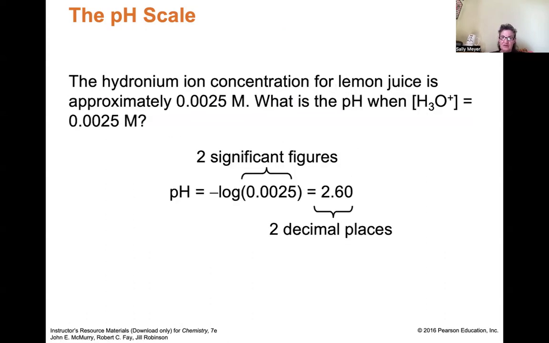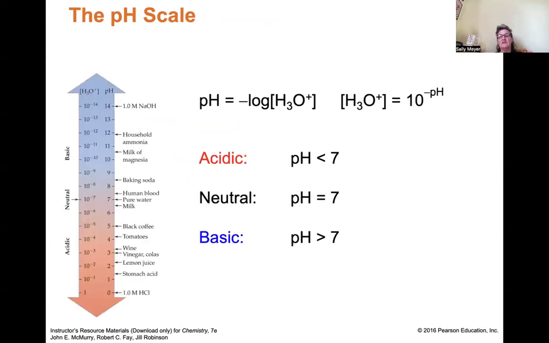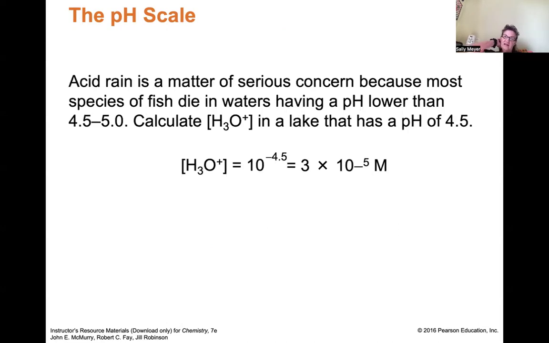So let's go back to where they showed you this right here. If the pH is the negative log of the hydronium ion concentration, then the hydronium ion concentration is the negative of that. So you take 10 and raise it to the negative pH. So we'll take 4.5. We only have 1 sig fig to the right of the decimal. When you take 10 to the negative 4.5, you get 3 times 10 to the minus 5. So in this case, going from pH to concentration, we're losing a sig fig.